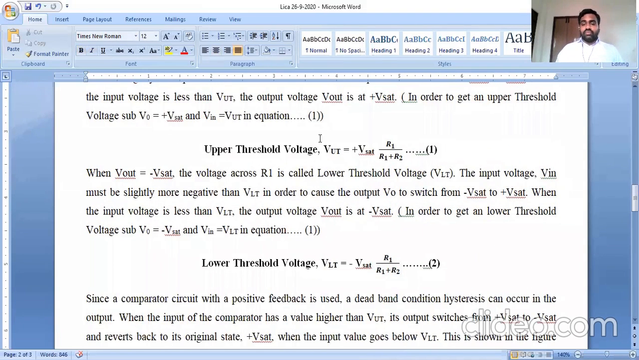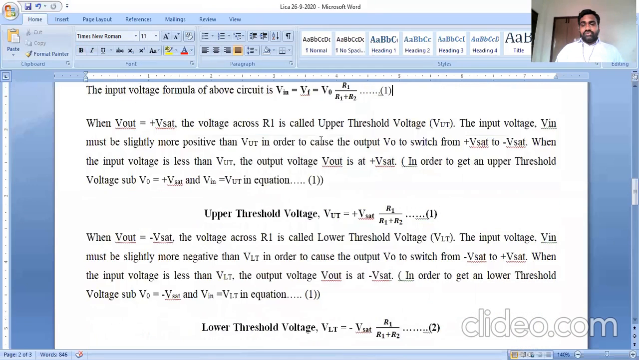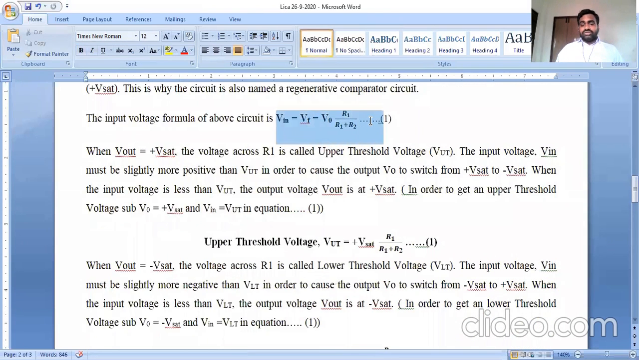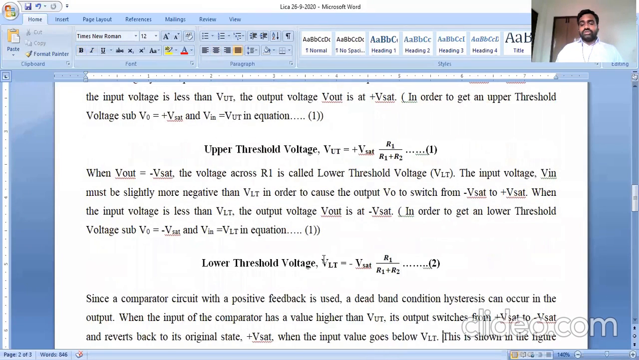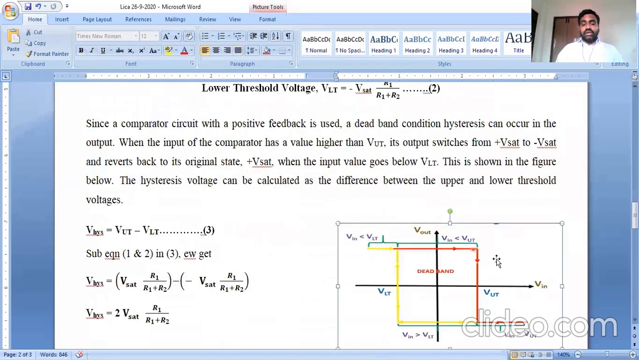This is the behavior of the input voltage expression, this is the behavior of the upper threshold voltage expression, and this is the behavior of the lower threshold voltage expression. Next, we calculate the hysteresis. Hysteresis is calculated from the transfer characteristics of the Schmitt trigger. By calculating hysteresis, we can see the bandwidth or dead band occurring in this particular transfer characteristic.